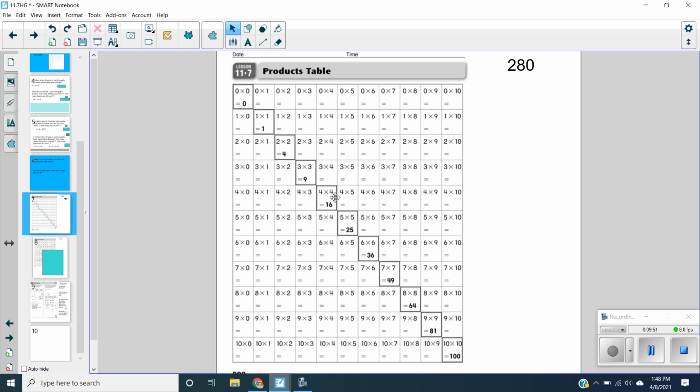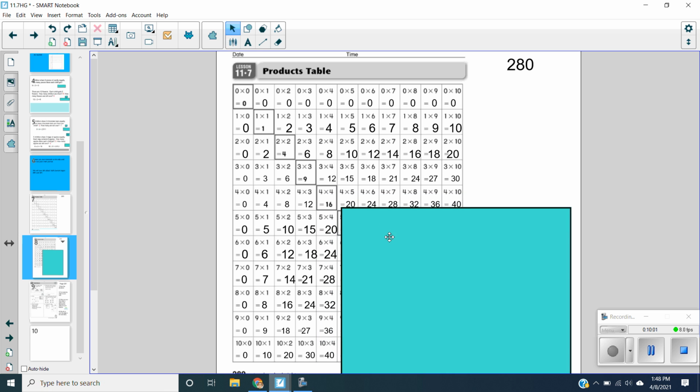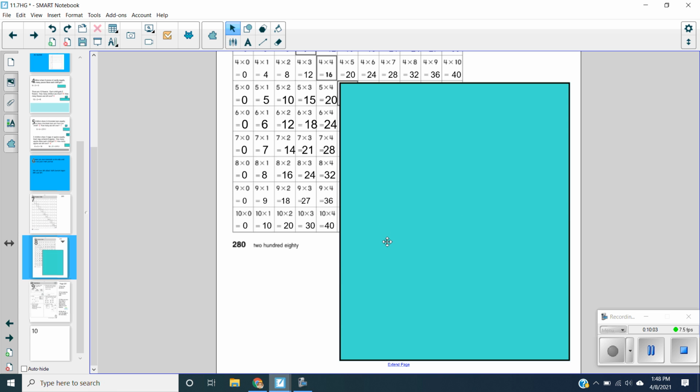Could you try to fill out all of your 4's, kind of thinking about double, double? Press pause and play when you're ready to check. So here are my 4s. You can see I kept doing double double as I was counting by my 20, 24, 28, 32, 36, and 40.